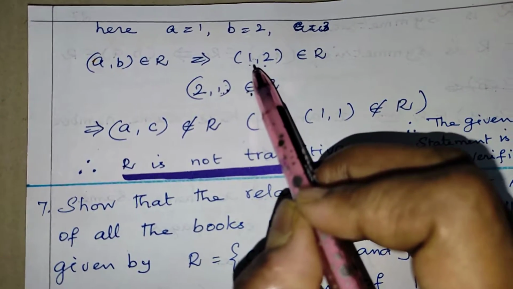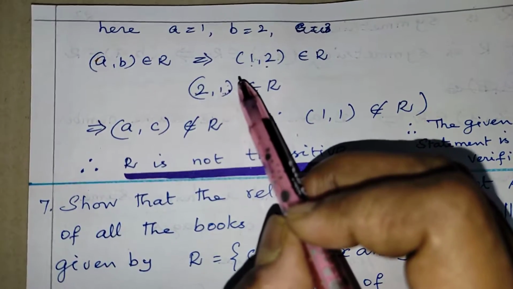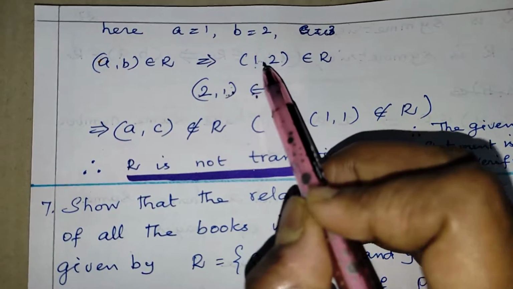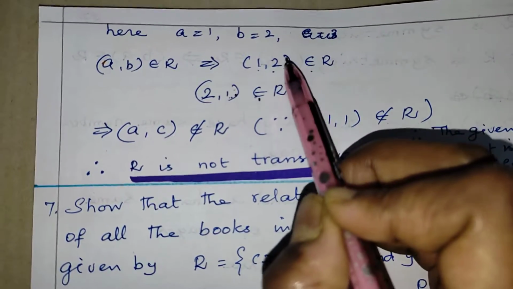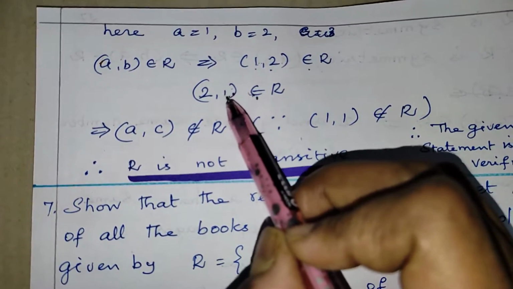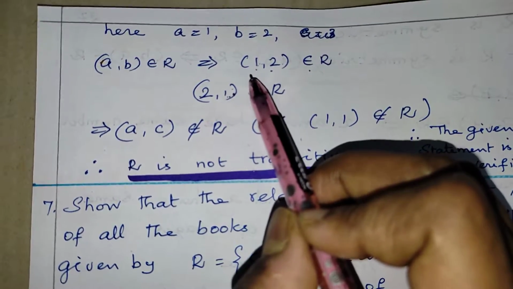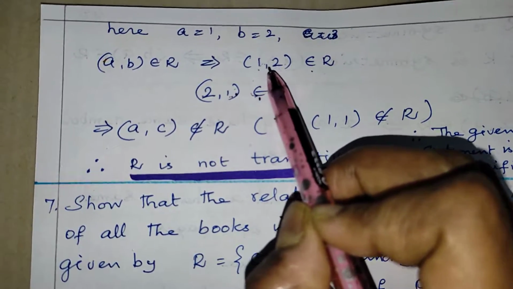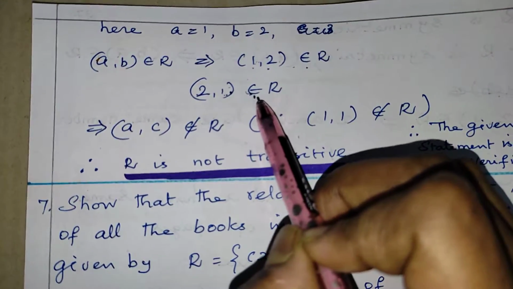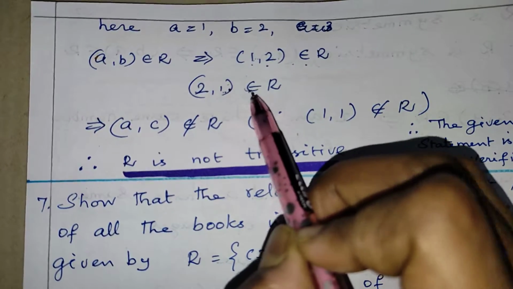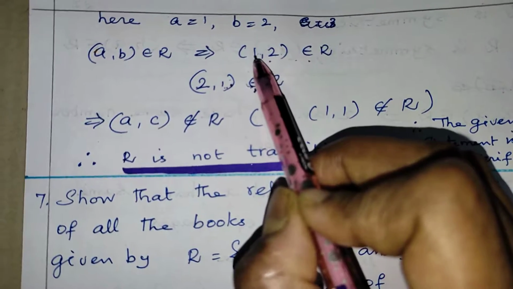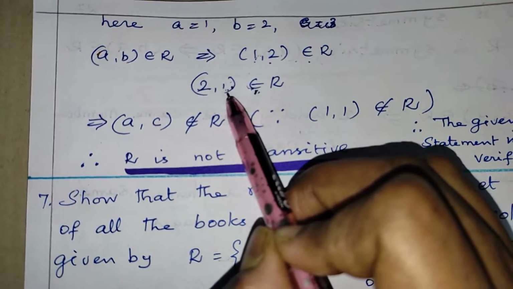Because we have only two pairs in the relation R, we are taking (1, 2) belongs to R, then (b, c), the next pair, which is the only other pair. These two pairs are the only ones in that relation. Therefore we take (1, 2) belongs to R and (2, 1) belongs to R. But by the transitive condition, the third pair will be (a, c), where a is 1 and c is 1.